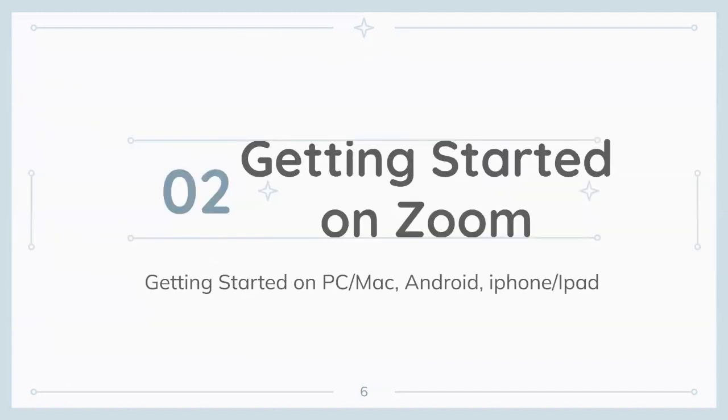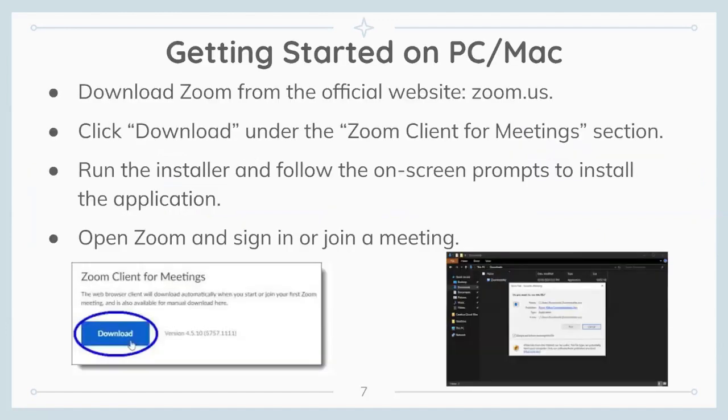So getting started on Zoom. So we're going to talk about getting started on a PC/Mac, an Android device, and an Apple device such as an iPhone/iPad. So getting started on a PC or Mac. So you have to go on zoom.us and download Zoom from the official website, which again is zoom.us. You have to click download under the Zoom client for meetings section. And then you have to run the installer and follow the on-screen prompts to install the application. And then you have to open Zoom and sign in or join a meeting.